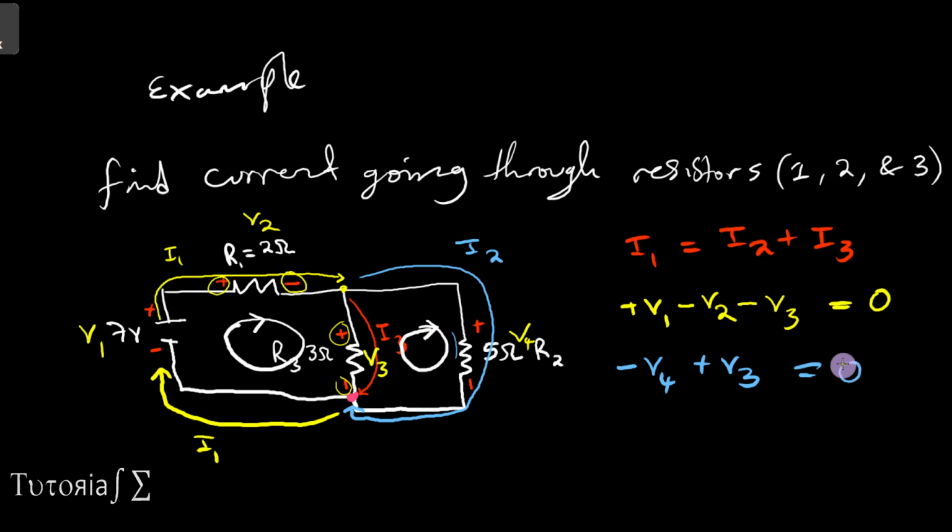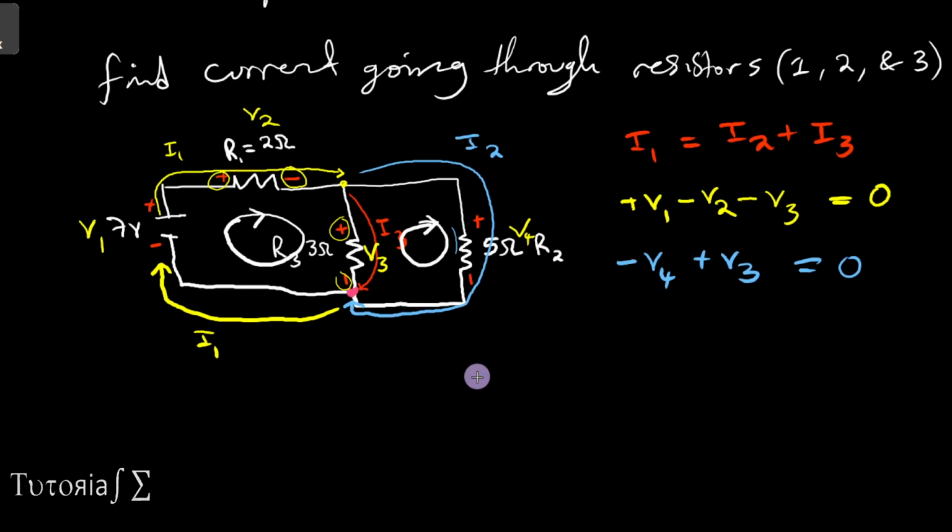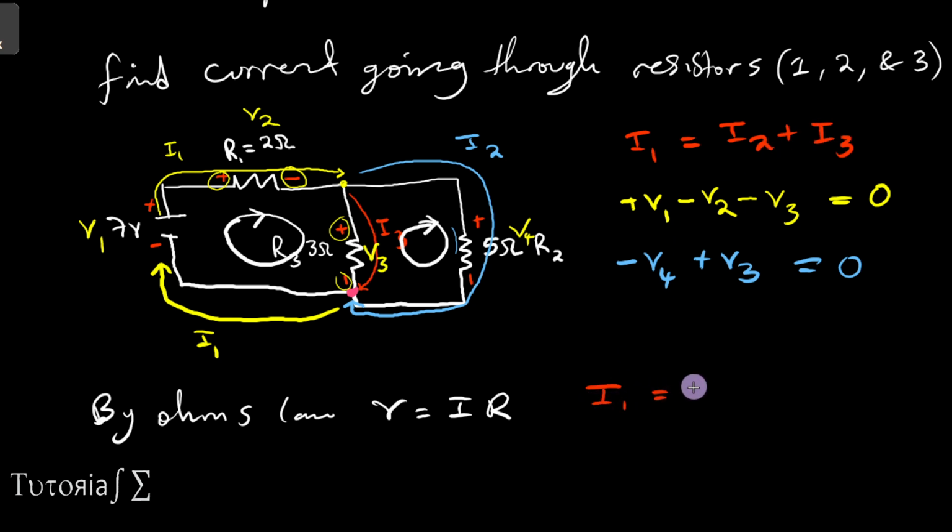Okay, now what we're going to do is this. Okay, we know by Ohm's law that voltage is equal to current times resistance. Now we're going to rewrite each of these equations. So first of all, we'll start with this one, which is just basically I1 equals I2 plus I3.